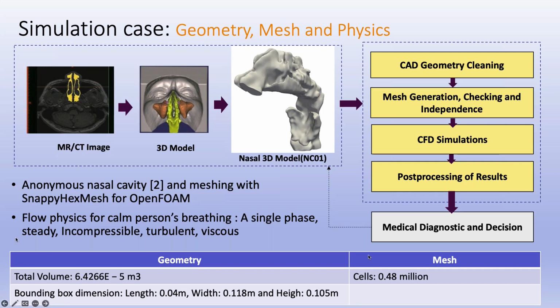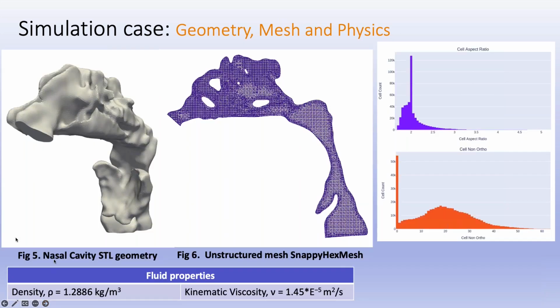So coming to the flow conditions, the flow corresponds to a calm person's breathing. A calm breathing is a case where there is no sharp inhalation or exhalation, and there is a uniform flow of air into the nose. And here we are considering only the case of inhalation, and also the flow conditions akin to the calm person's breathing is single phase flow, which is steady, incompressible, turbulent, and viscous. So moving on to the next slide.